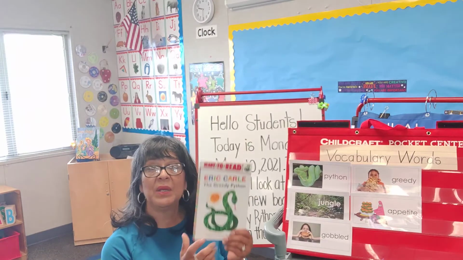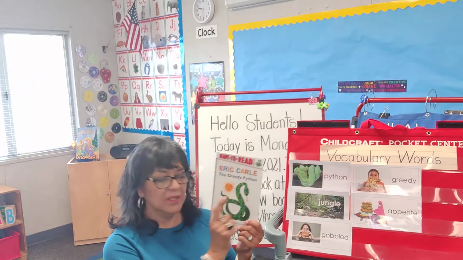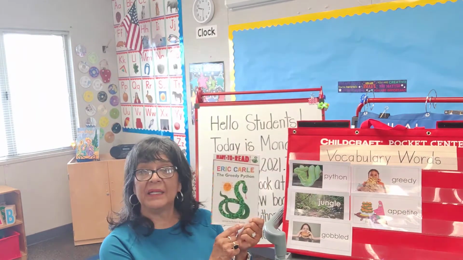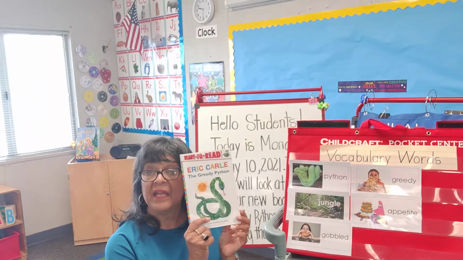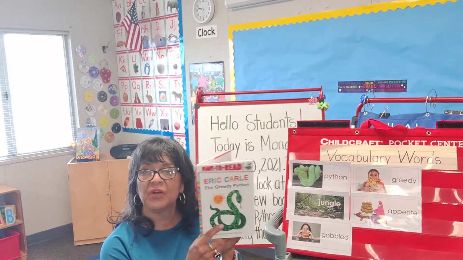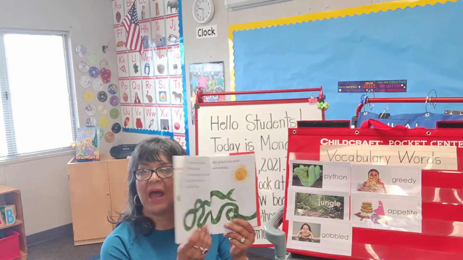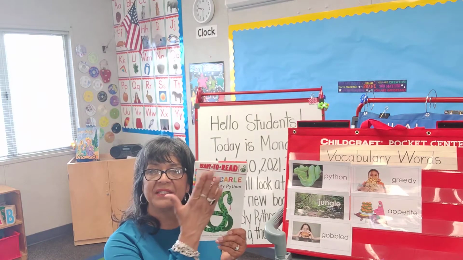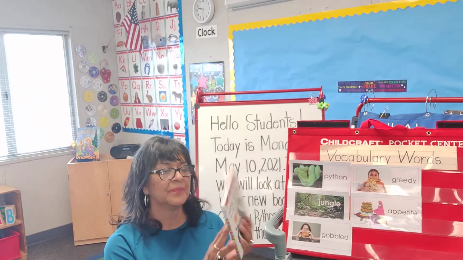Today we are going to read the book, The Greedy Python. That's the title. The author is Richard Buckley and the illustrator is Eric Carle. The illustrator draws the pictures for us so that we can see what the story is all about, and the author writes the story. This is the front cover, this is the spine, and this is the back cover.